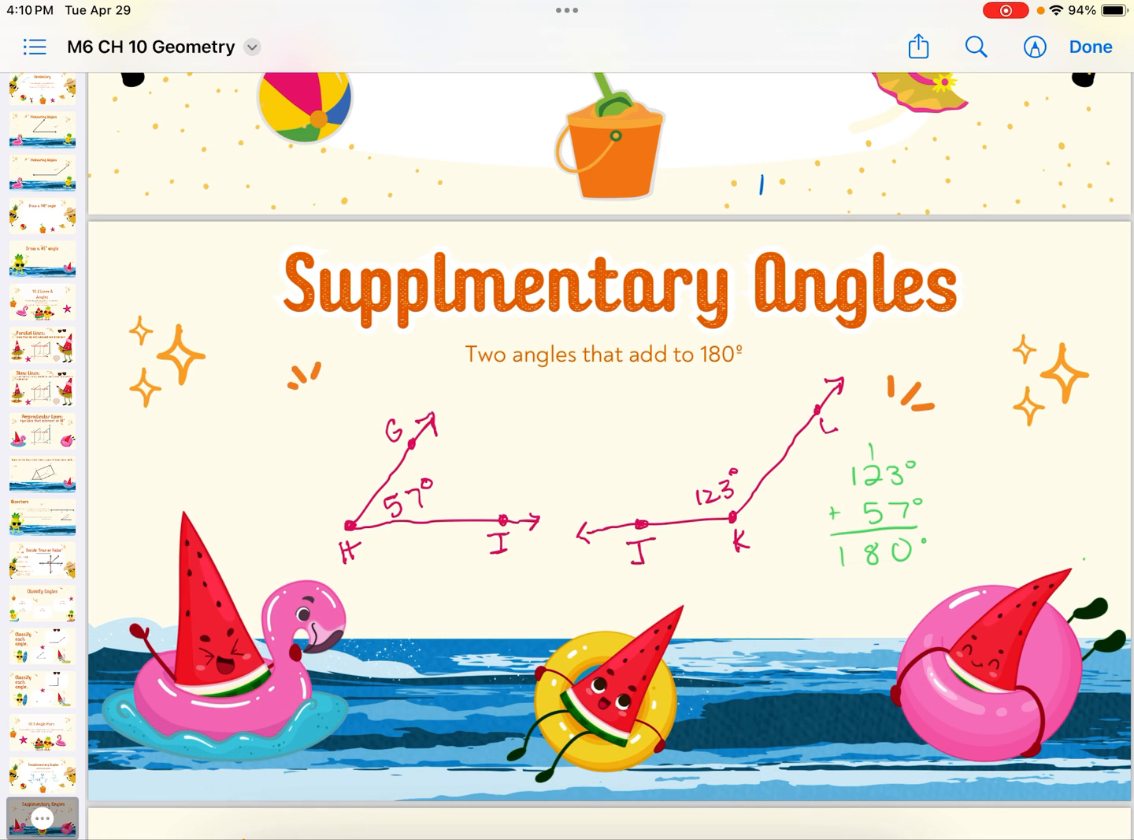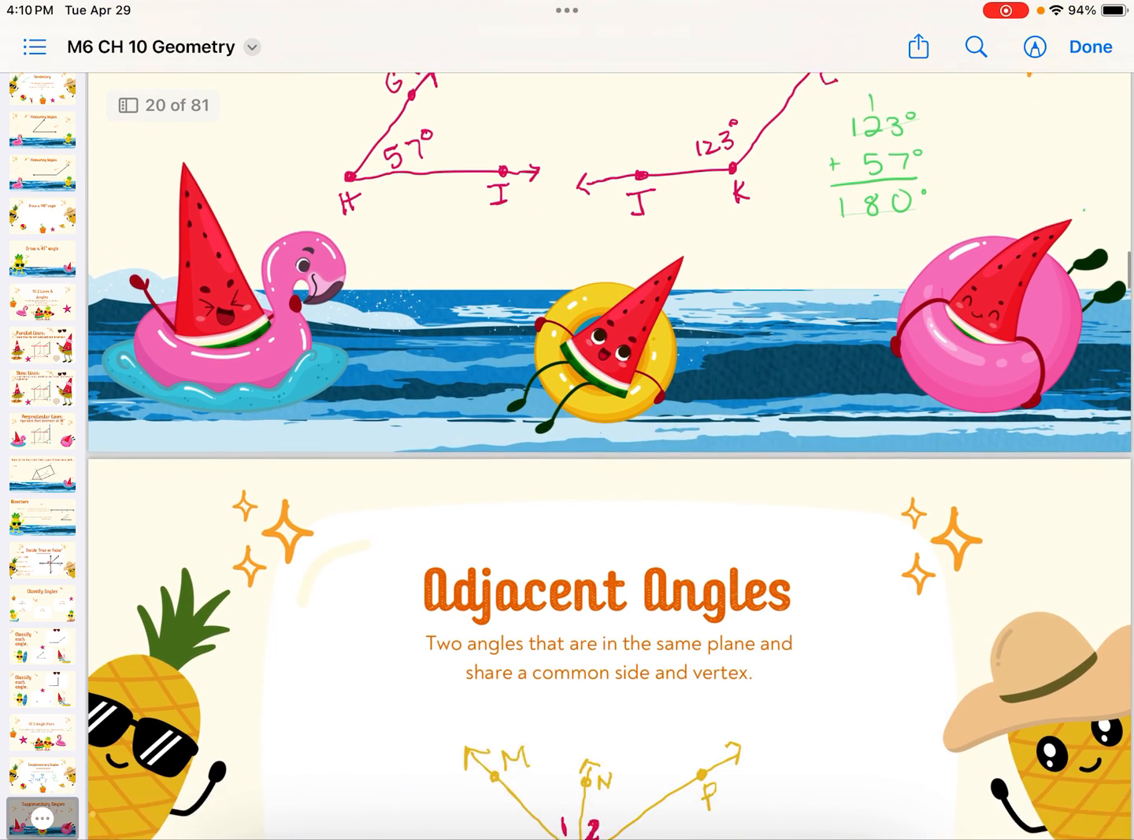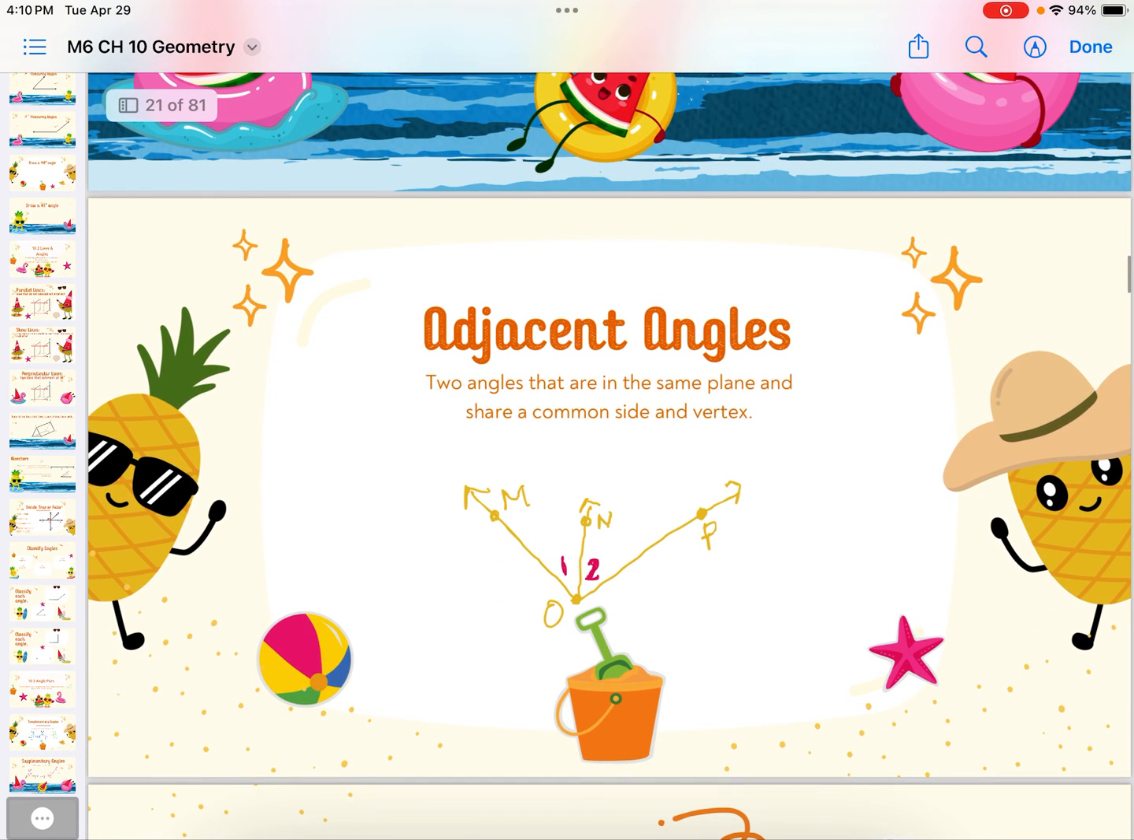Our next type of angle pairs are adjacent angles. This is when I have two angles that have a common vertex. I usually think of them as right by each other. That means that they are adjacent angles. In this case, angle MON is adjacent to NOP. They have that same middle letter, so that means that their vertex is the same and they are adjacent.